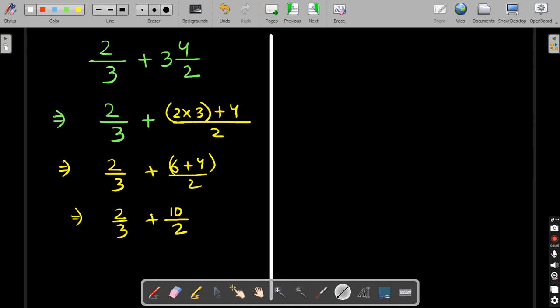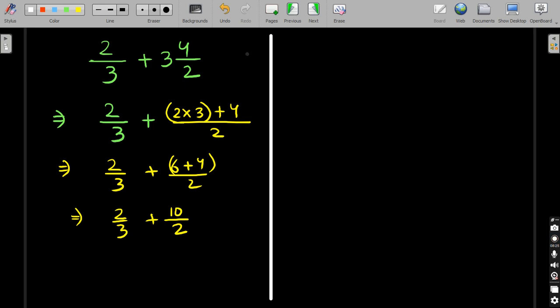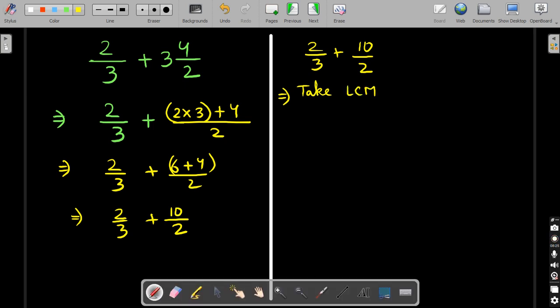Now we are going to solve it in our way. Now let us start how we are going to solve. 2 by 3 we got, plus 10 by 2 we got. Okay. Now what is the process? Take LCM. LCM of 3 and 2. Let me draw a rough line here. After that we are going to solve it.